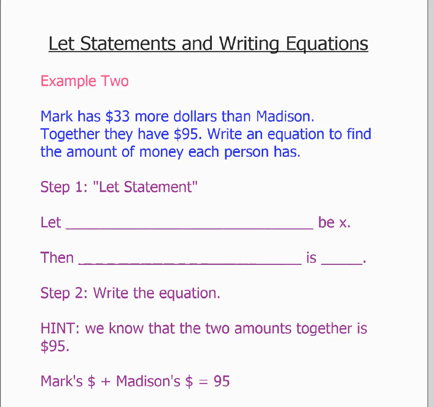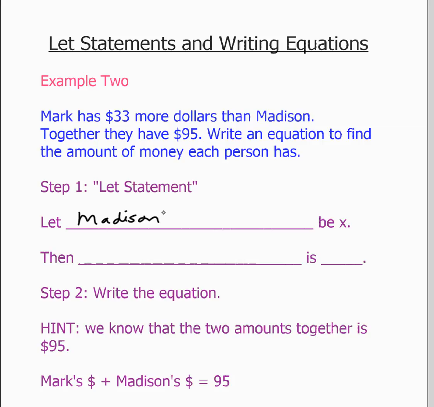It says Mark has $33 more than Madison, and together they have $95. Again, we're going to come up with an equation to find how much each person has. So remember, to figure out what x is, you want to figure out which one is written in terms of the other. Remember the hint I gave you that usually the one that is mentioned second is the one that the x will be. In this case, Mark has $33 more than Madison. Mark is written in terms of Madison. Madison is mentioned second. Madison is going to be x.